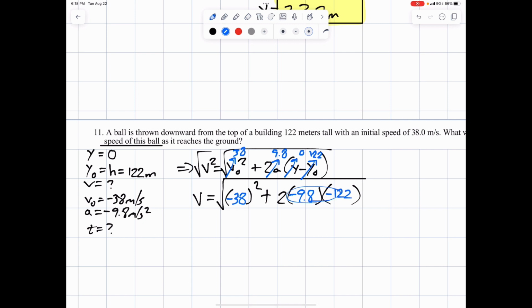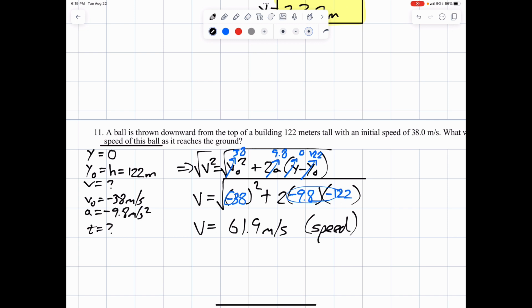Keep in mind, negative times a negative is a positive, so you're going to be adding, and when you square the negative, it's going to be a positive also. So I am looking at 2 times 9.8 times 122 plus 38 squared, which is about 3,835.2. Square root that, and we get about 61.9 meters per second. Now keep in mind, that is the speed, because this object is going downward, not upward.